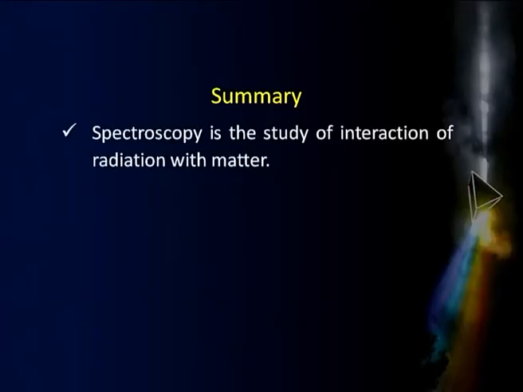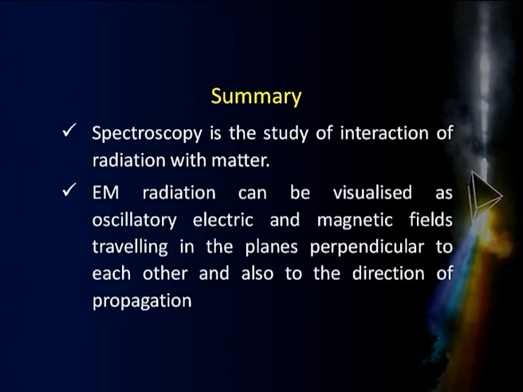So, let us now quickly sum up what we have done today. We have tried to understand what is spectroscopy, what is the domain of spectroscopy. We realized that spectroscopy is a study of interaction of radiation and matter, and it has a wide variety of applications. Thereafter, we defined that we visualize EM radiation as oscillatory electric and magnetic fields which are travelling in planes perpendicular to each other and also to the direction of propagation.